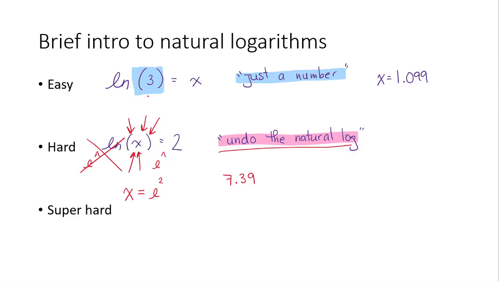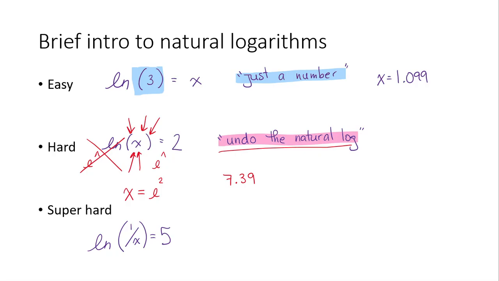And last but not least, super hard natural logarithms. What is the natural logarithm? The natural logarithm of 1 over x is equal to 5. Let us solve for x. And again, if I were doing this in class, I'd pause, give you some time to work on it. As it is, I'm just going to keep going.